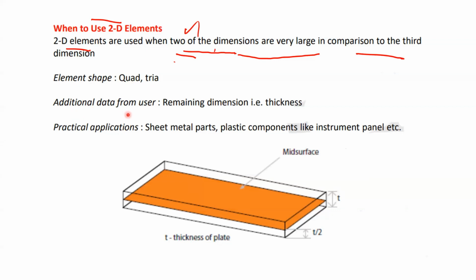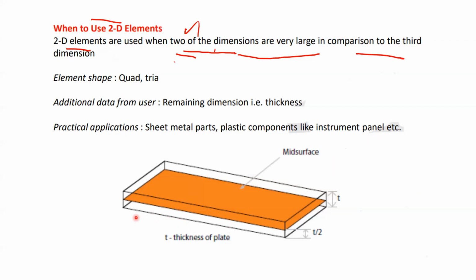The additional data the software asks from the user is the thickness. Basically you have three dimensions, but the third dimension, the thickness, is negligible when you mesh 2D components, right? So for meshing 2D components, you'll be using 2D elements, and there are two forms of 2D elements available: one is quad and the next one is tria. The additional data the software generally asks for is the thickness. Practical applications are sheet metal parts, plastic components like instrument panel, etc.